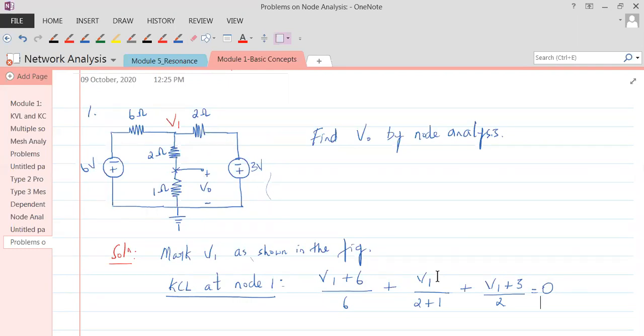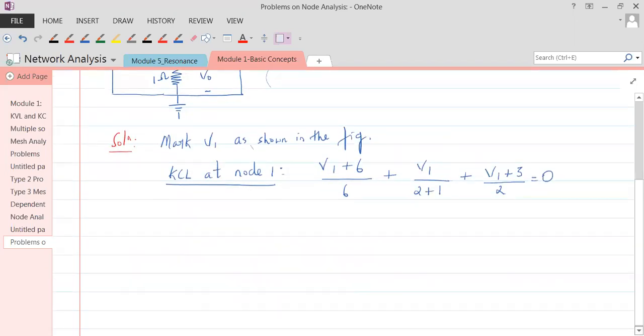Now, what is V1? Just take the LCM and give me V1. You should be good doing this. So what is the LCM? You have 6, 3, and 2. Let's take 6 as the LCM. So you have V1 plus 6 only. Then you have 3 here, so it would become 2V1. You have 2 here, 2 3s are 6, right? So it's 3V1 plus 9 equal to 0.